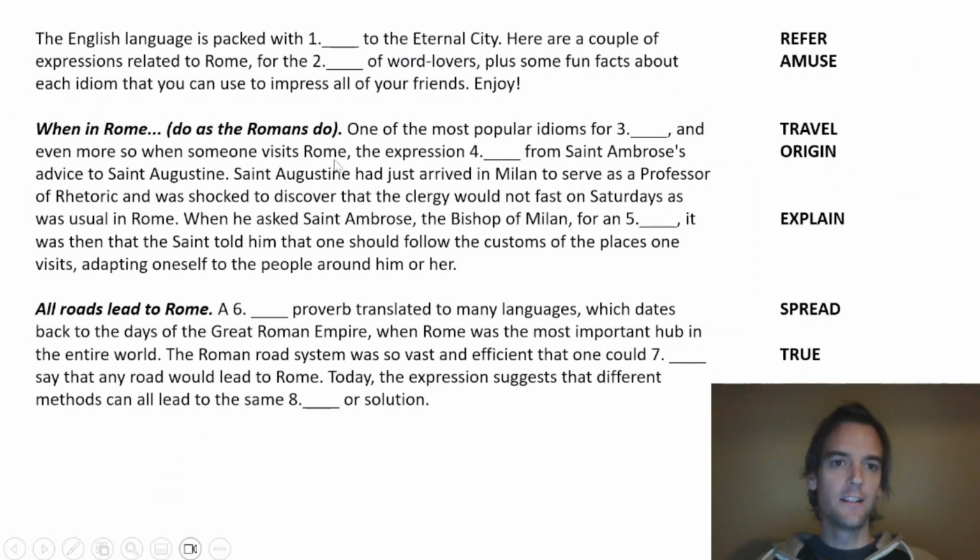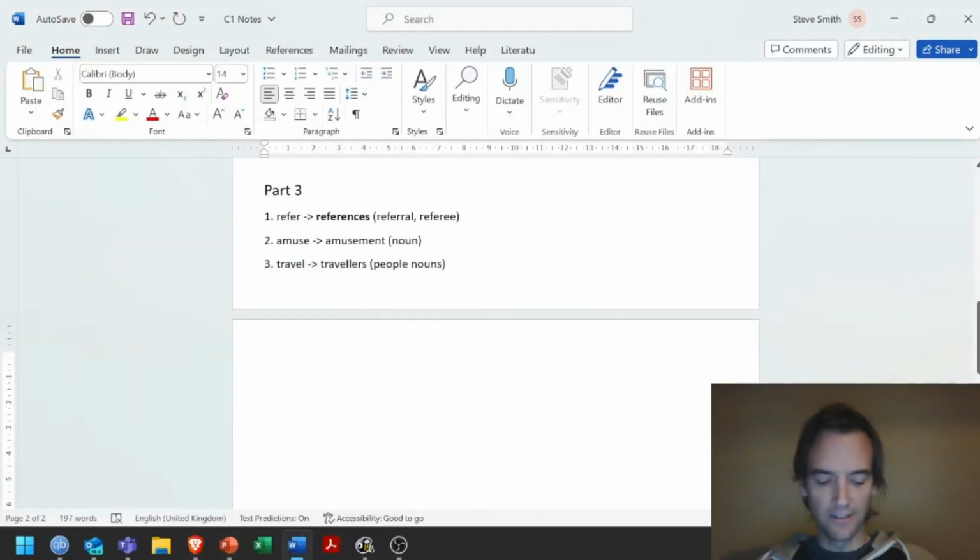So, travellers. The expression from St. Ambrose's advice to St. Augustine. So, what is the expression? What is the origin? Where did it come from? Well, what did it do? We need a verb. The verb of origin is originate.